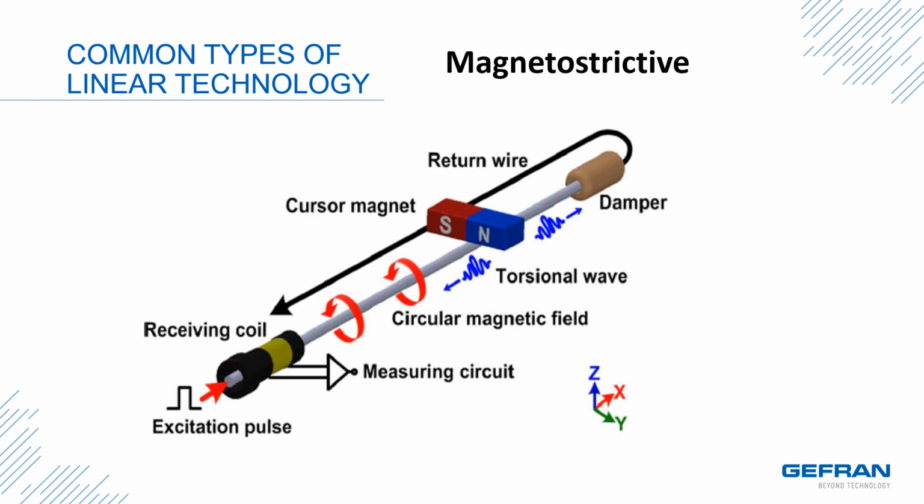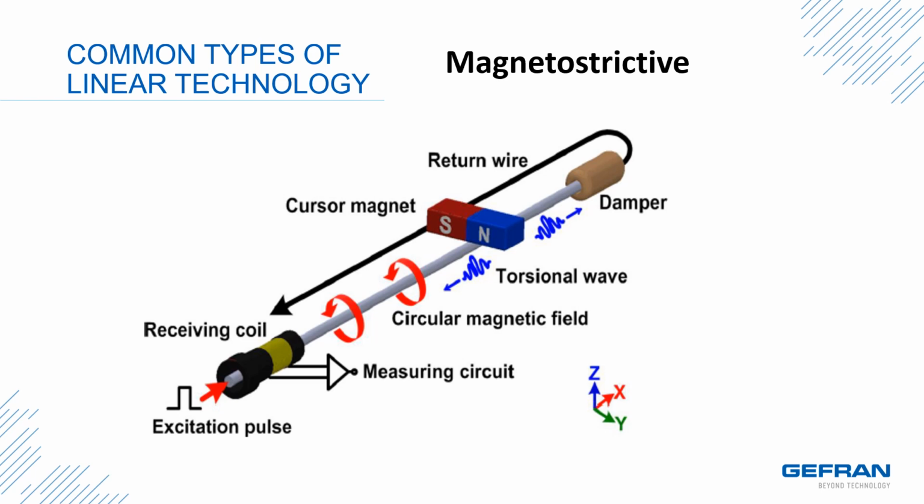The next type of linear technology I'd like to talk about is magnetostrictive. A magnetostrictive sensor consists of a transmitter, shown in black with a gold band in the picture, which sends a pulsed signal down a tubular waveguide. This produces a circular magnetic field around that waveguide.